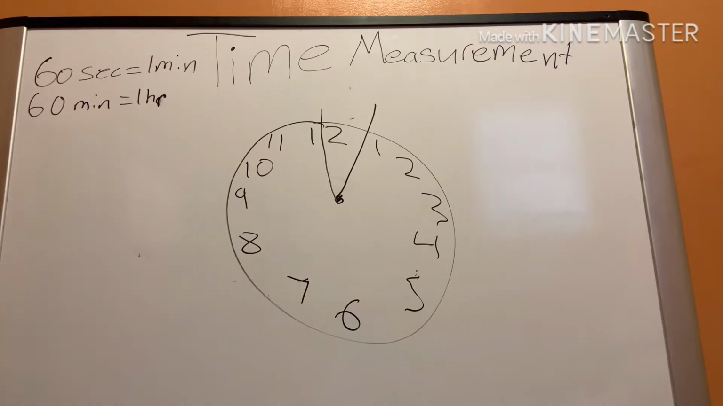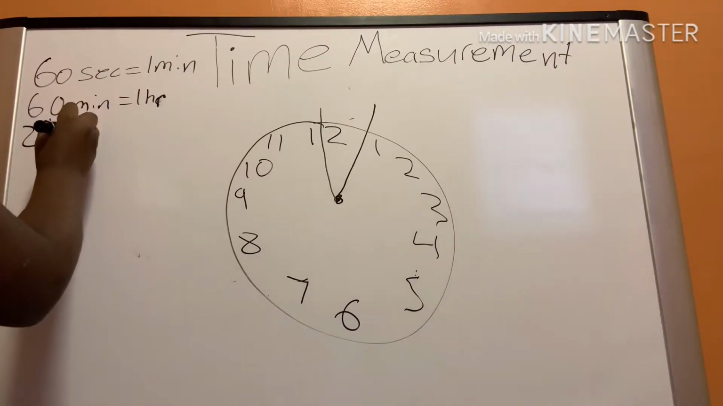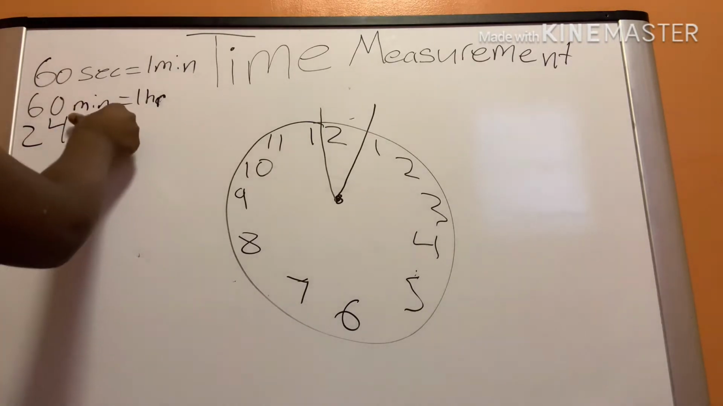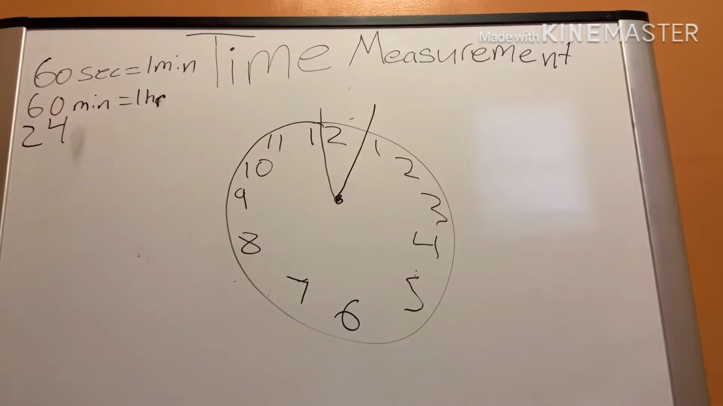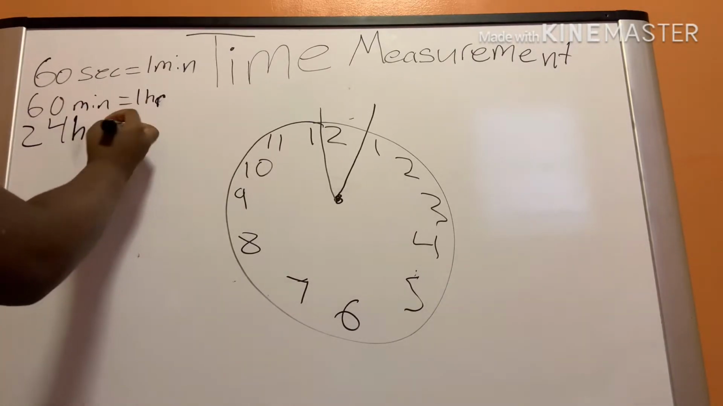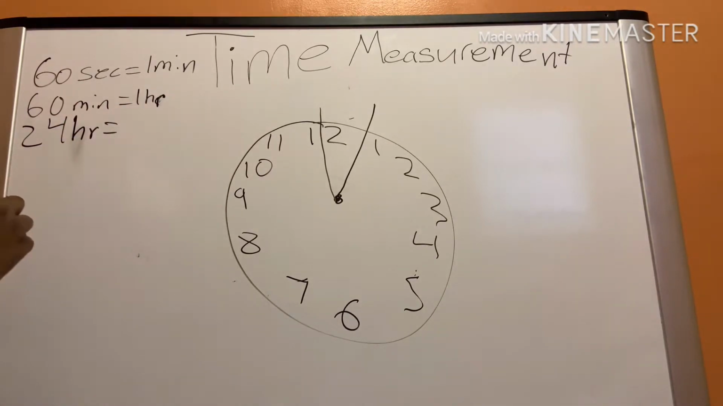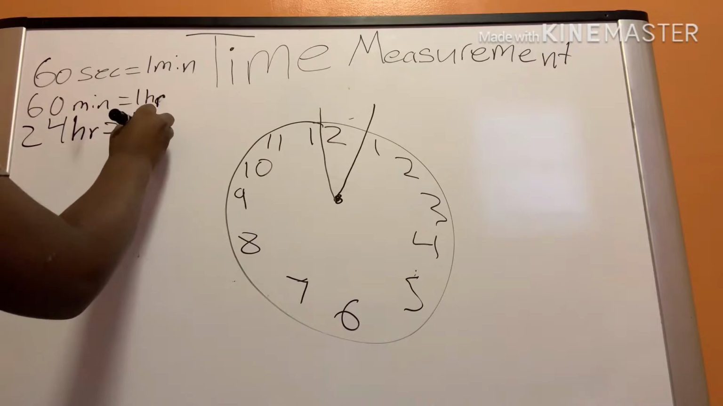So now, you might have heard 24 hours in a day. Well, that's true. For every day, you would have 24 hours. 24 hours equals 1 day. And if you ever heard the meaning of 24/7, 24/7 is to show you that they're open all day for the whole week. So the 24 hours is equal to 1 day.